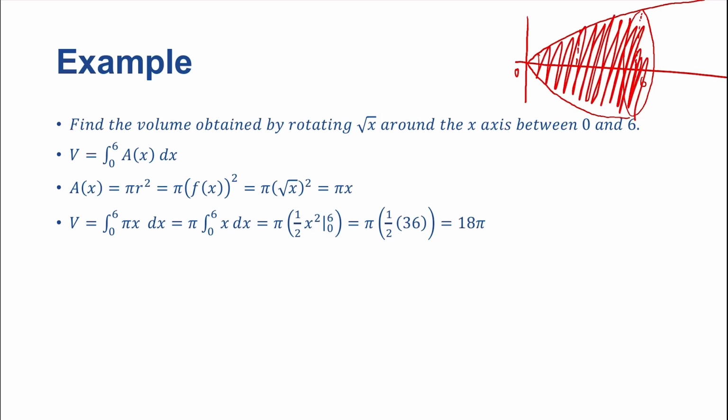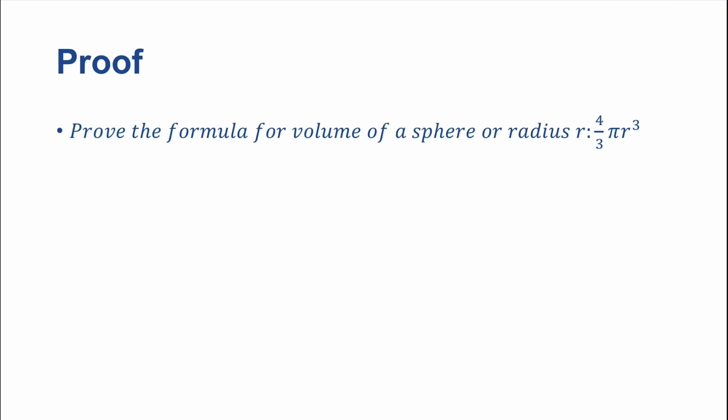All right, let's do a proof here. This is going to be kind of similar to what we did in the first video, but we're going to be proving the volume of a sphere. We're going to prove that formula. We know what that formula is from our days of geometry back in early high school. So what we need to do here is prove the formula for the volume of a sphere of radius r. And that formula is 4/3 times pi r cubed.